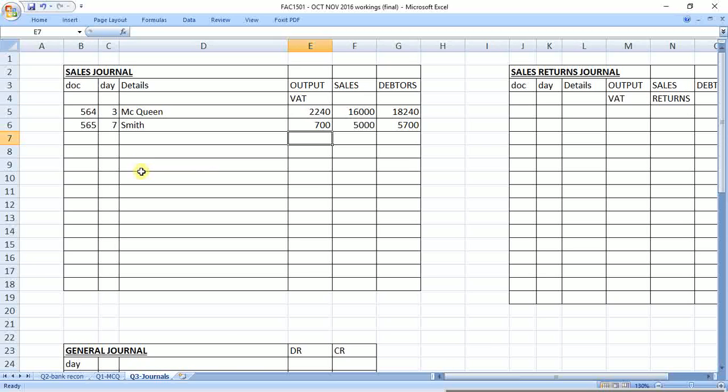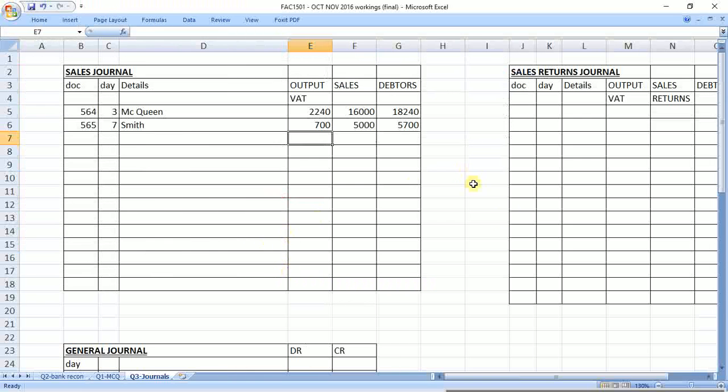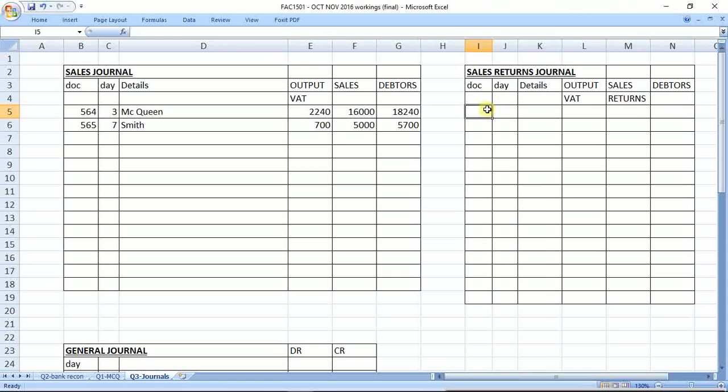Happy with that as well? Yes. Number 10. Received damaged goods from Thomas, a debtor, and issued a credit note. So what happened here? Sales returns. Good. A debtor, Thomas, came back and returned goods. What day? The 10th. Doc number? 720. Details, Thomas. How much did they return? 456.